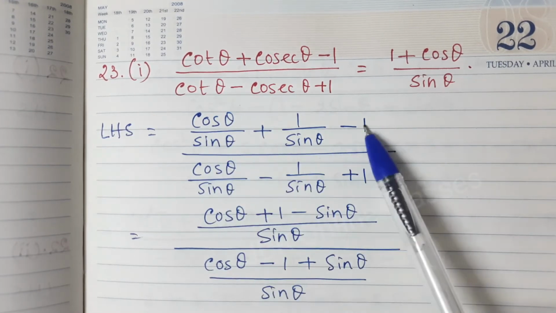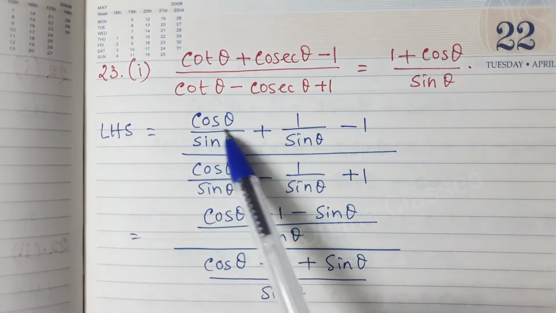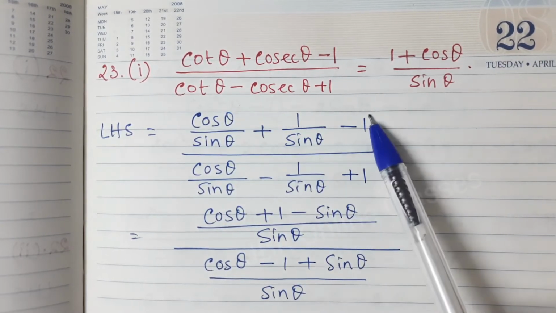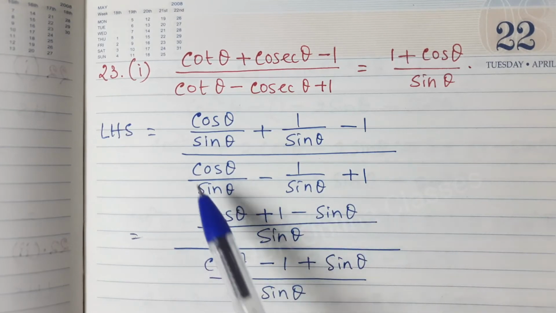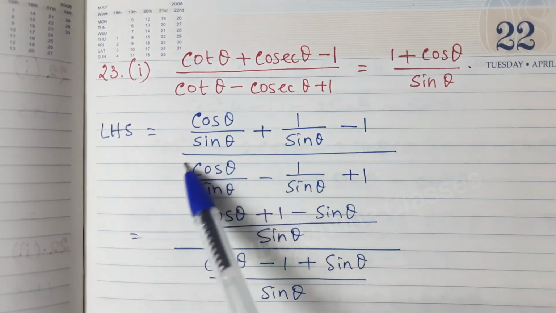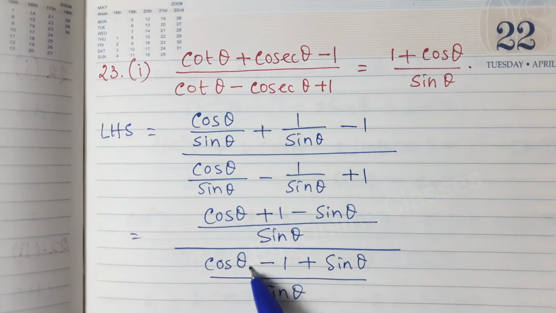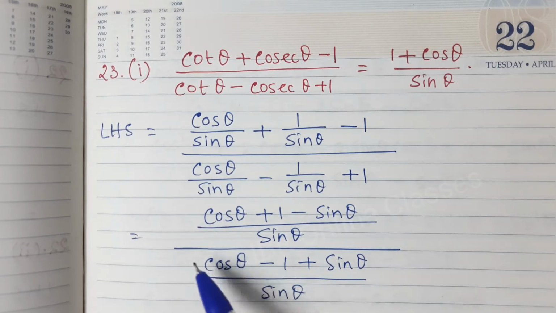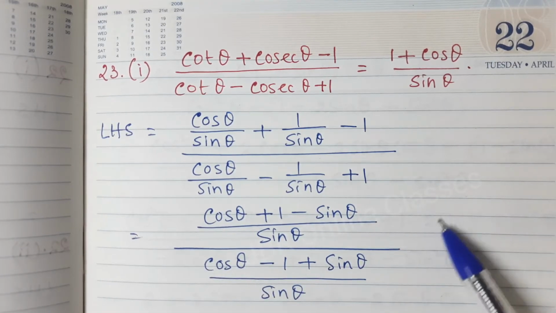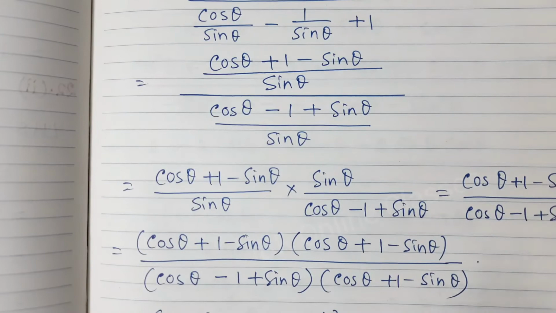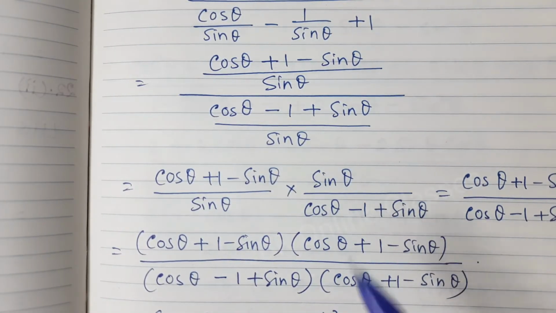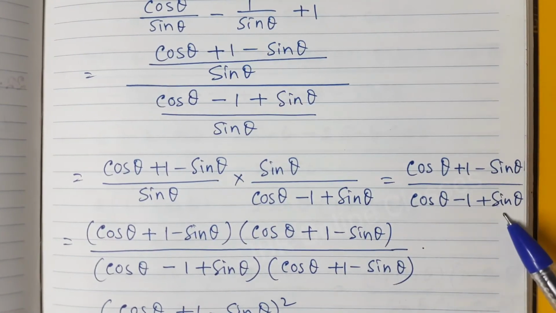So what is the LCM? Sin theta. And the numerator of this whole numerator term is cos theta plus 1 minus sin theta. For the denominator term, if you do the LCM, it will be sin theta, and in the numerator cos theta minus 1 plus sin theta. Now this whole term is present in the denominator, so it will get flipped. Finally you are having this. See, this has got flipped. Now this sin theta will get cancelled, and now you are having only this.